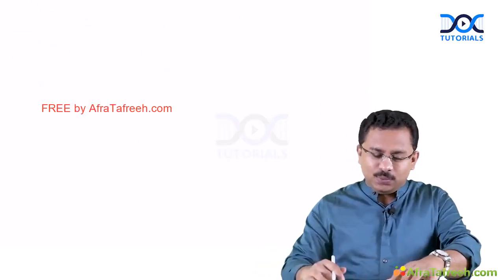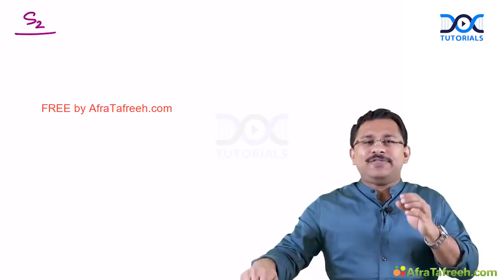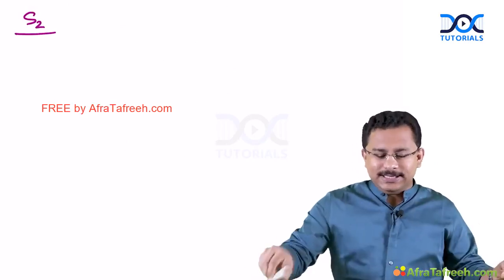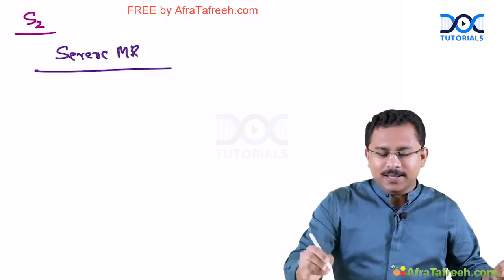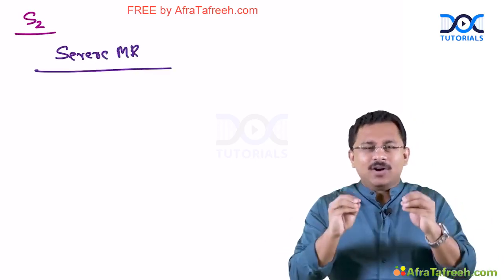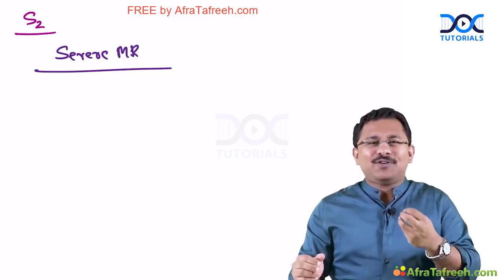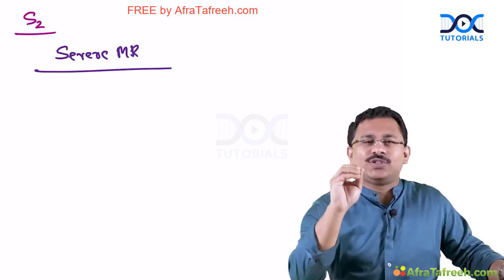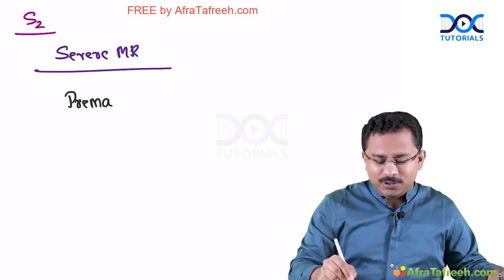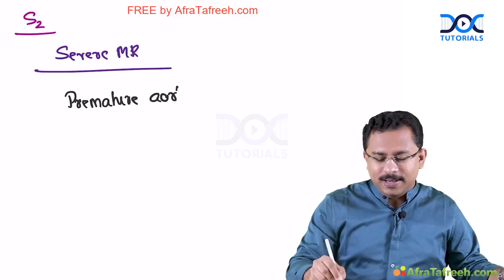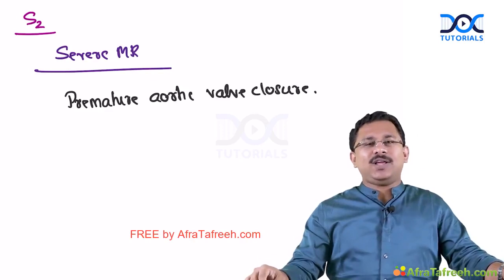Now moving on to S2, what happens to the second heart sound? If the patient is having a severe mitral regurgitation, the aortic valve can close prematurely. Why does the aortic valve close prematurely? It's because of the reduced forward cardiac output. So there is a premature aortic valve closure.